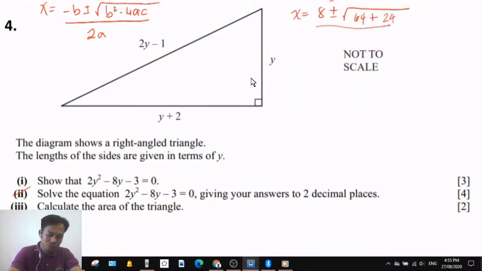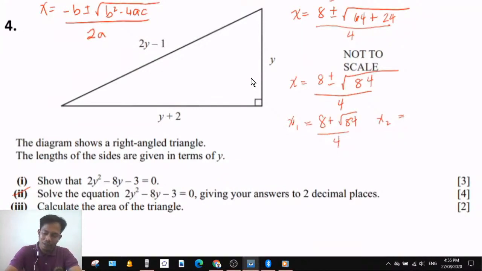Divided by 2 times a. a is 2, so 2 times 2 is 4. So now I'll have x is equal to 8 plus or minus square root of 84 divided by 4. Then I'll separate this into 2 solutions. I'll have 8 plus square root of 84 divided by 4, and I have 8 minus square root of 84 divided by 4.